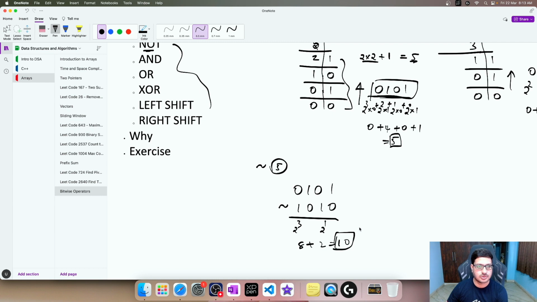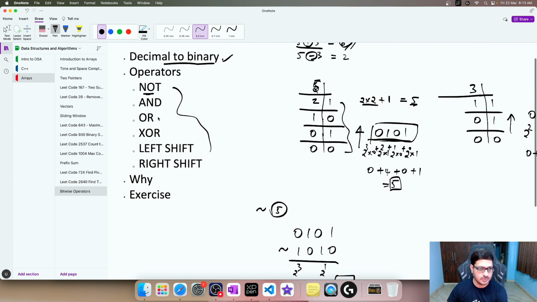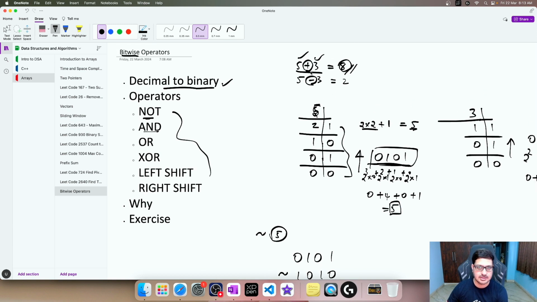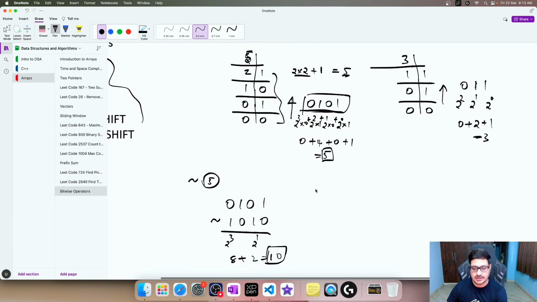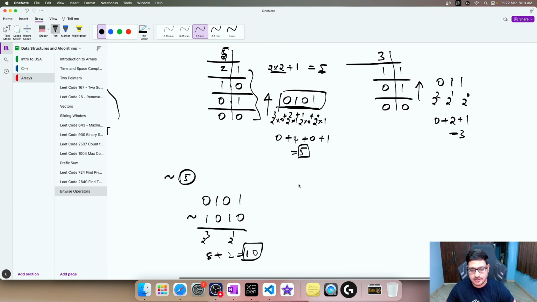Let's move on to the next operator. The next operator is AND. AND is a binary operator, just like plus is a binary operator, right? It takes two operands and then does a mathematical addition. So AND is similar. It takes two operands. Let's take our two numbers 5 and 3. So this is 5 and this is 3.